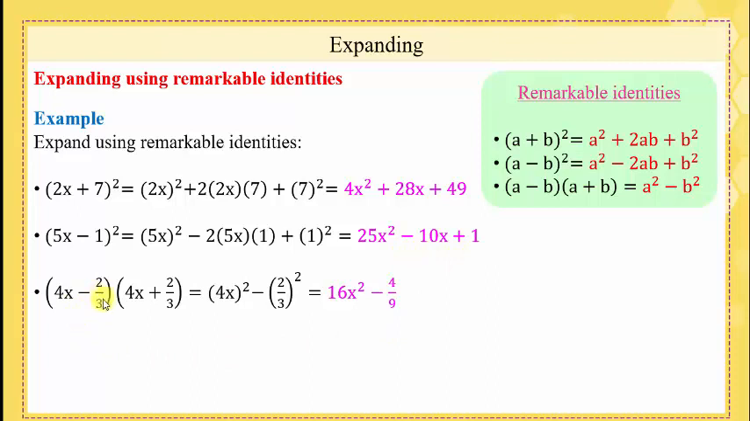For (4x minus 2 over 3) into (4x plus 2 over 3). It is according to the third rule. It gives square of the first minus square of the second, equal 16x squared minus 4 over 9.